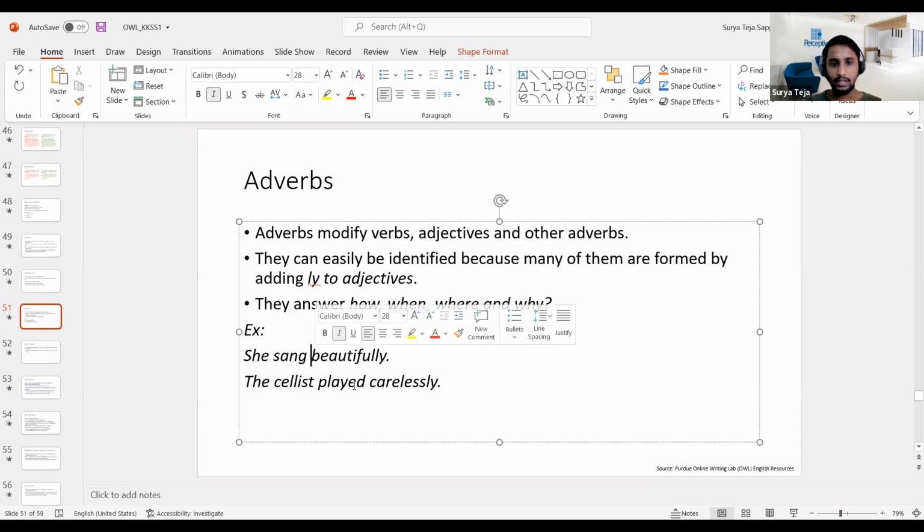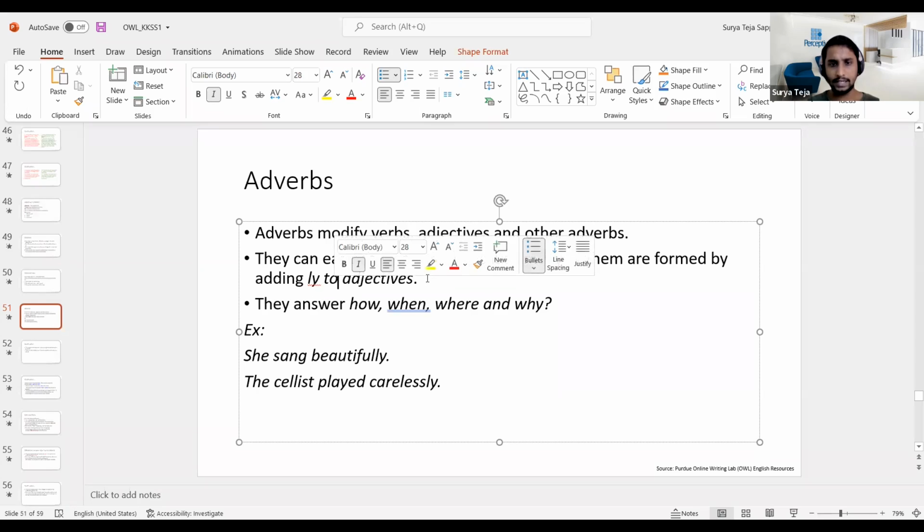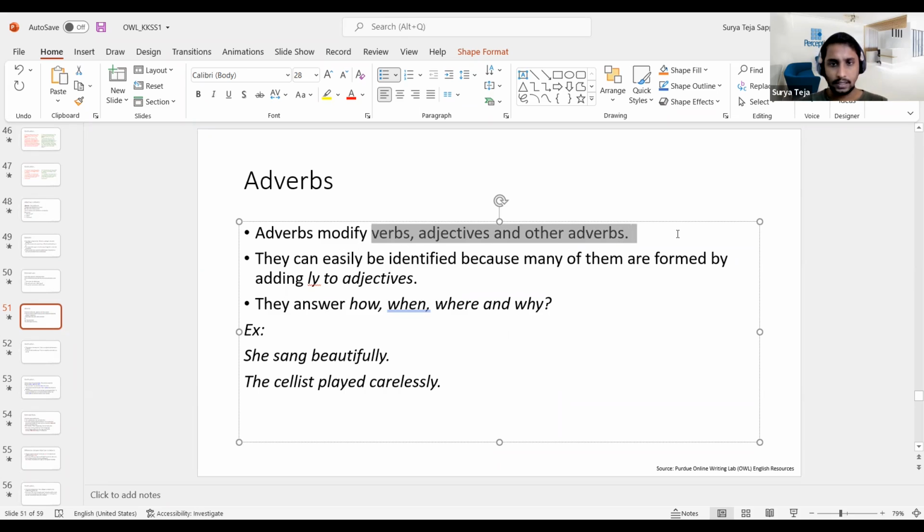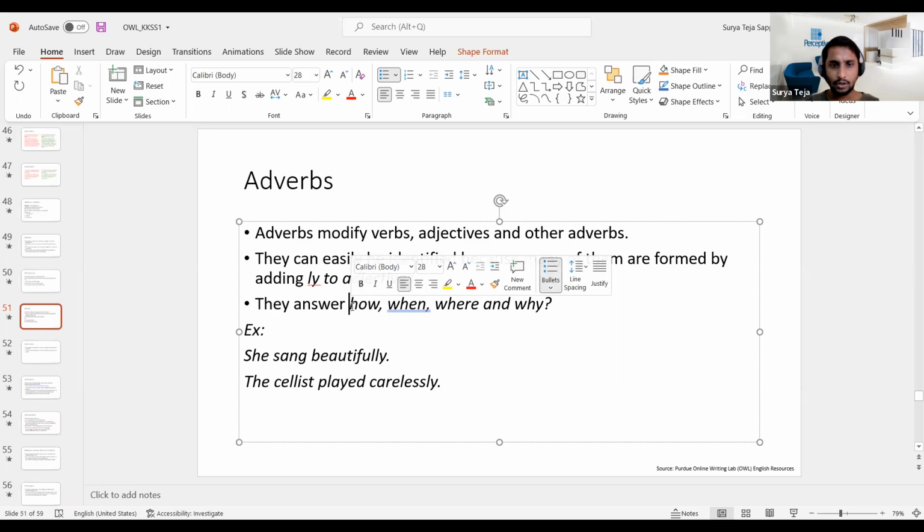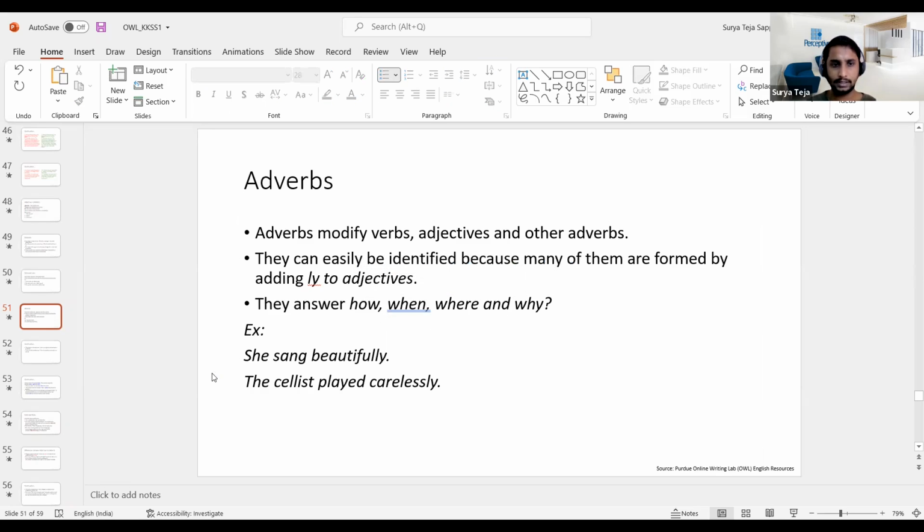If you see here, beautifully, carelessly, likewise, if you see ly in the end, that's how we can easily identify adverbs. And would they come always in ly form? Not necessarily. They can come in other ways too. And there are examples in the coming slides through which you can understand it even better. Adverbs' primary objective is to modify verbs, adjectives, and other adverbs. So just like adjectives, adverbs also answer a different set of questions. They usually answer how, when, where, why. We'll see how exactly these questions are answered through adverbs in the next slide.